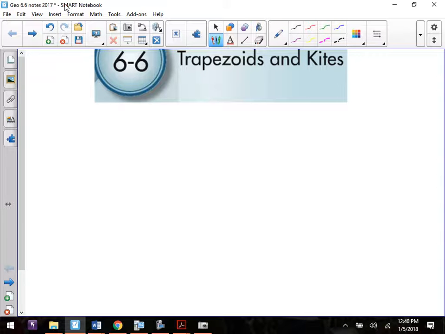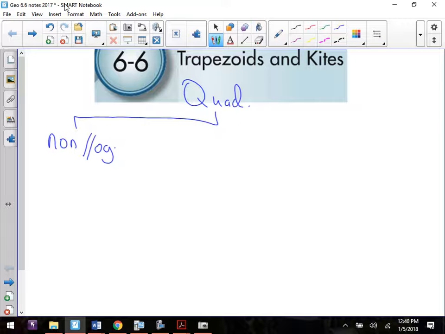The way that this goes is that this whole past few sections were all about what are called quadrilaterals. Quadrilaterals are broken down into two parts: non-parallelograms, and then the other ones are parallelograms. The first few days that we've dealt with this have been non-parallelograms, where we had rectangles and rhombuses and squares.